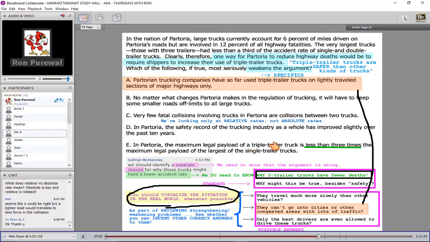This choice is just saying that you can't take the single trailer and actually multiply it by 3. So, for example, if a single trailer truck can carry, let's say, 20 tons, this is just saying that a triple trailer truck is not allowed to carry 60 tons. That's all that it's saying. It's not saying that triple trailer trucks are lighter than single trailer trucks. I mean, if that's what it was saying, then sure. But that's not what it's saying. All it's saying is that you're not allowed to multiply by 3.